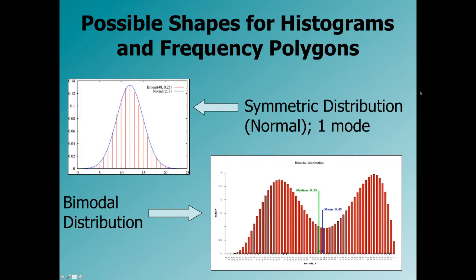Now, what are some possible shapes that you can have for histograms and frequency polygons? The two most common ones that you will see are either a unimodal distribution, which means you have one mode right here, it's this natural bell curve, or a bimodal distribution. This is a very common one where you have two definite modes, and you recognize that because you have two humps, okay?